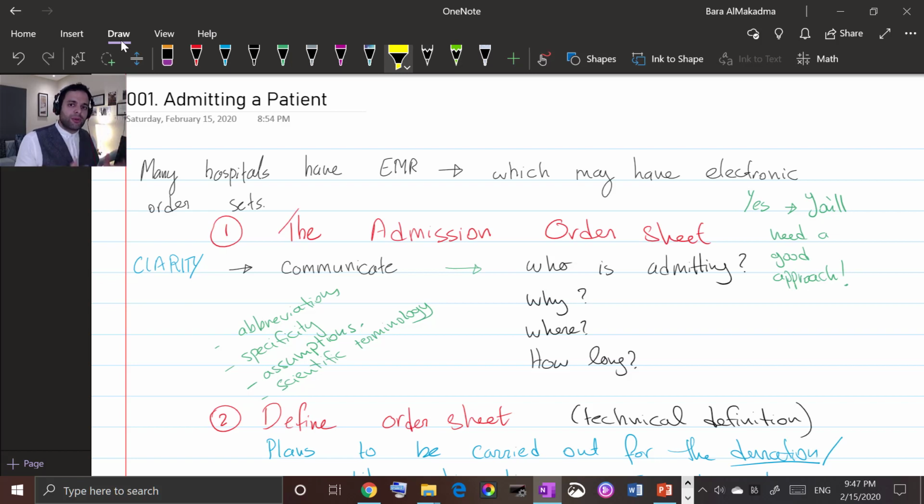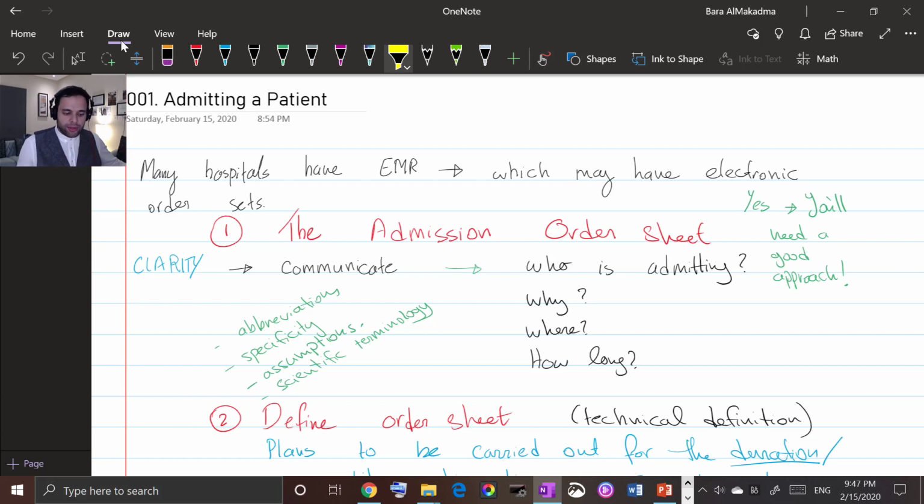So if you have an order set in an electronic medical record system, then why do you need to know how to write an order sheet as I am going to be presenting it to you today? A, it's for patient safety. B, to have a clear plan. But C, and more importantly, is because you need to endorse clearly what is happening with your patient to the next shift, to the primary team, and to the nursing team to provide care during, for example, the on-call time or thereafter.